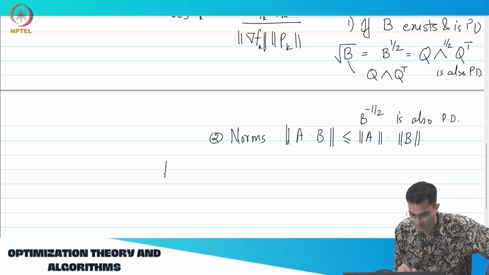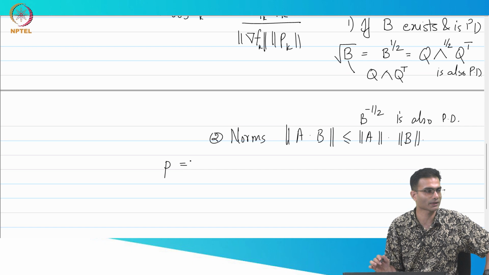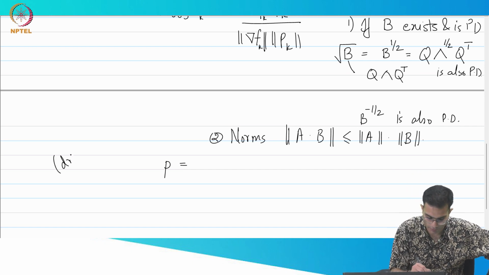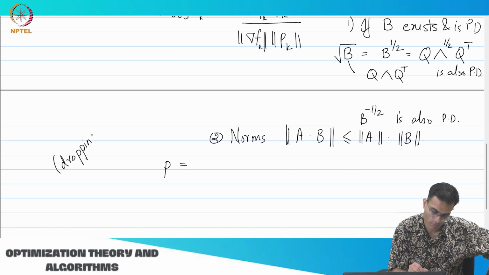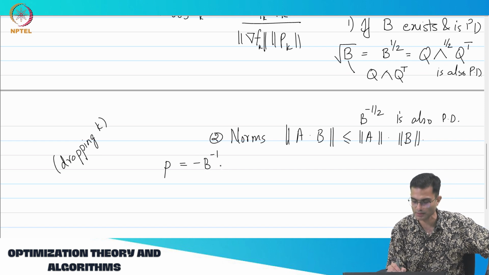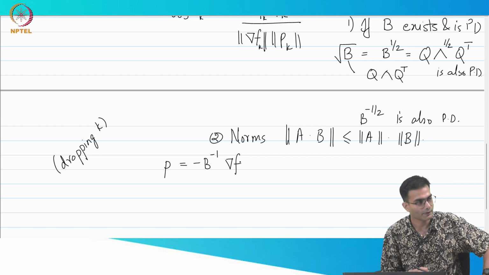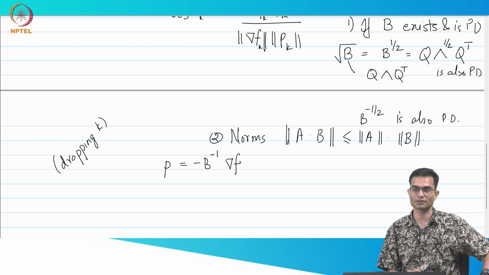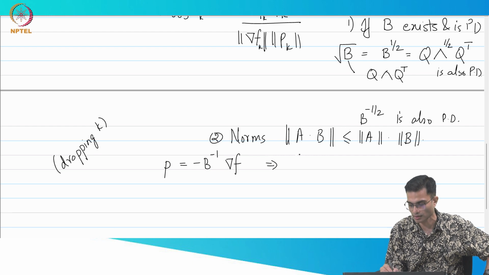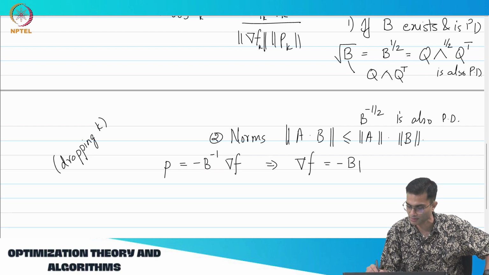Now our search direction, I'm dropping the k for now because we are sitting at the kth iteration. So let's just write over here, dropping k now, p was simply minus B inverse grad f, right? This is for the Newton or Quasi-Newton method, which in other words, I can write as grad f equal to minus B times p.